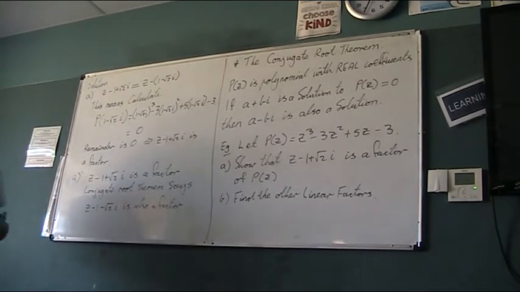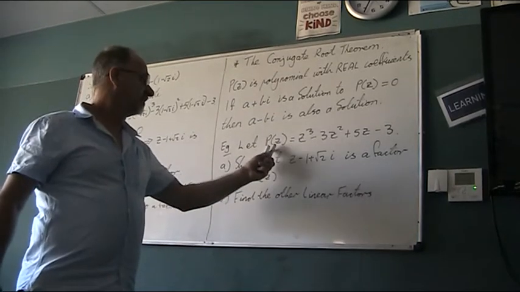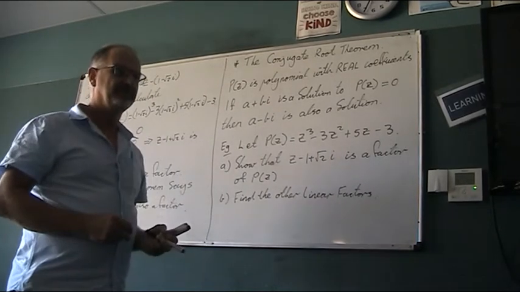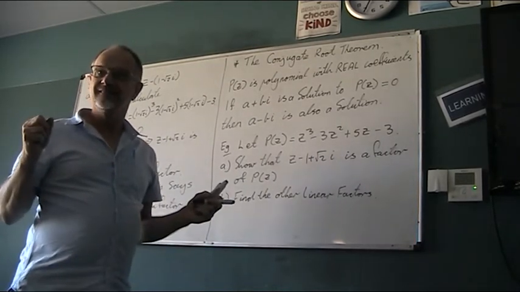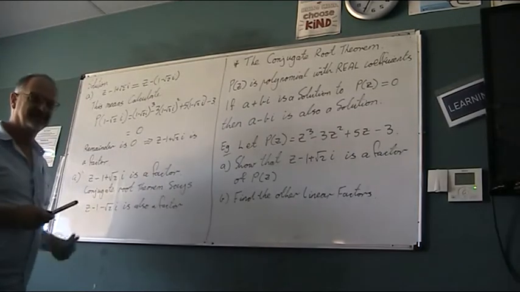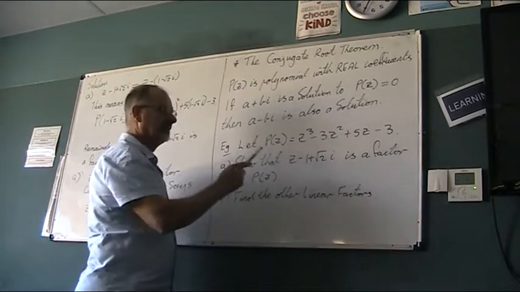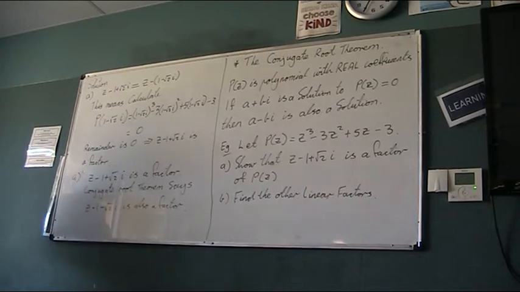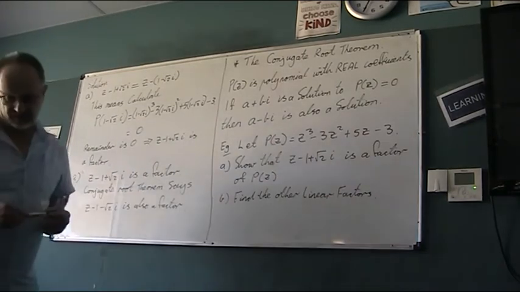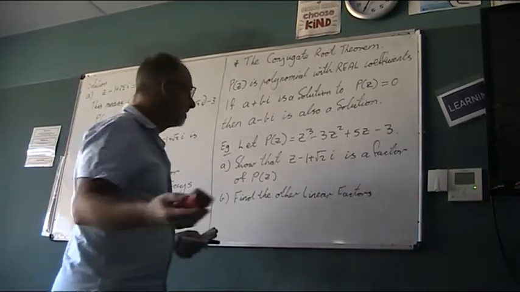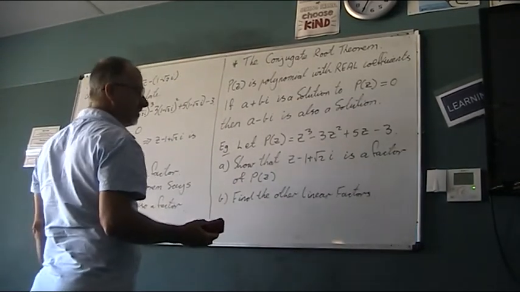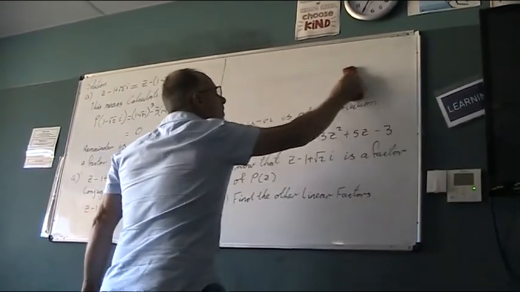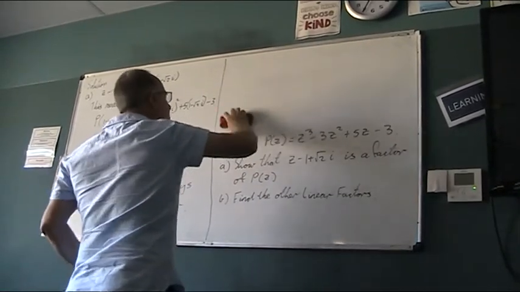So if this is a cubic, how many linear factors is there going to be? You've got a cubic, 3. We've already got 2, so there's one other that we can find. Alright, so how might we like to find the other? Well, we can use a number of different ways to find the other.